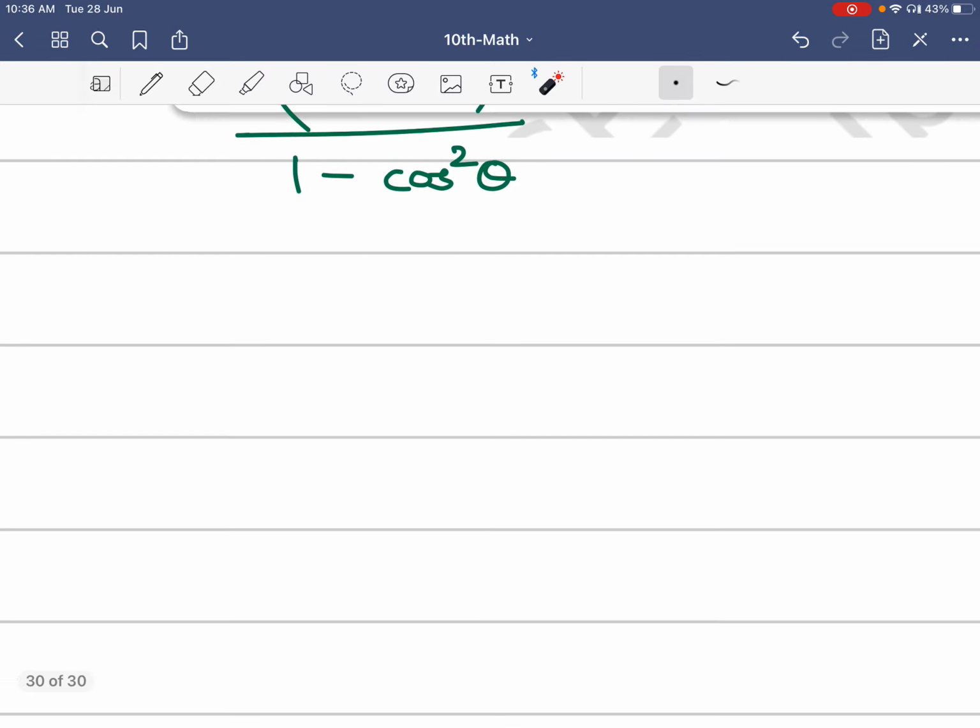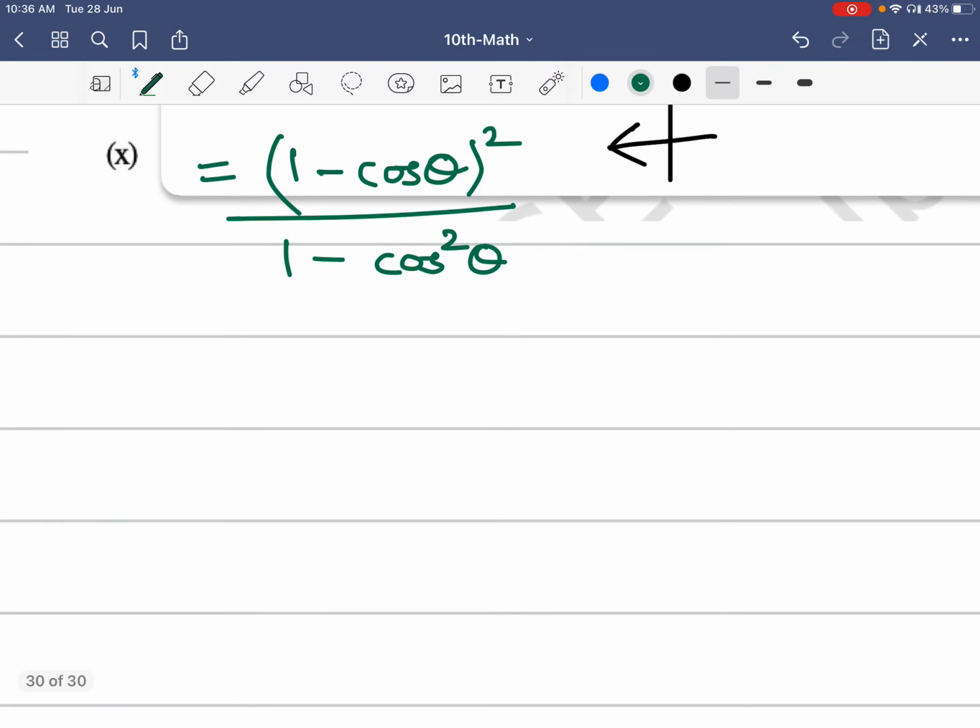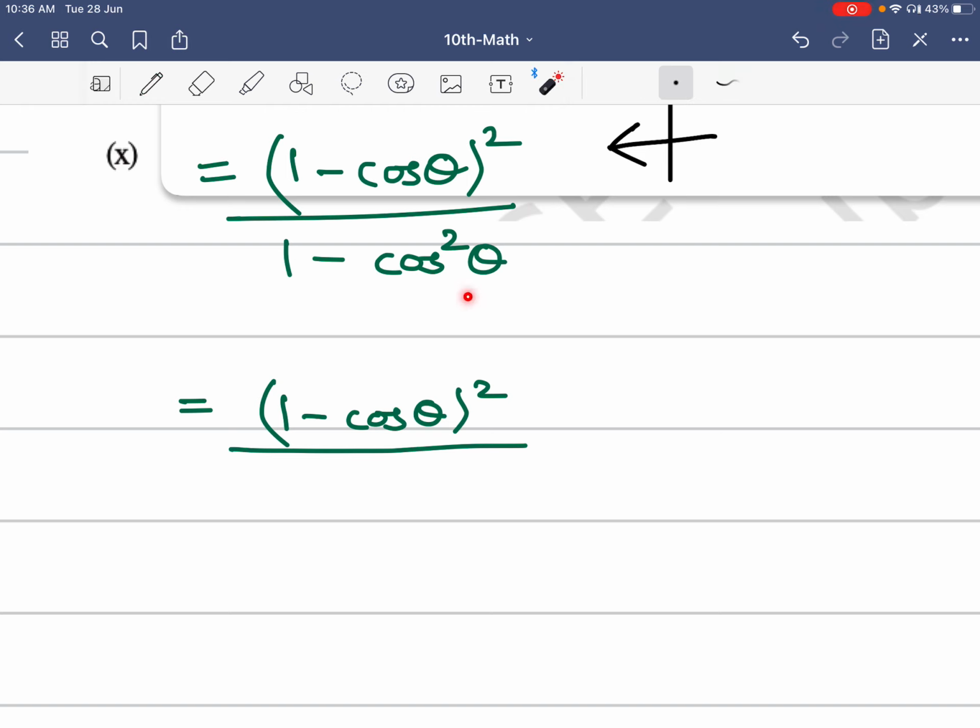Now let's focus on the denominator of this expression. The denominator is 1 minus cos square theta, numerator as it is, so don't worry about the numerator. If you focus on the denominator, this can be written as 1 square minus cos square theta.